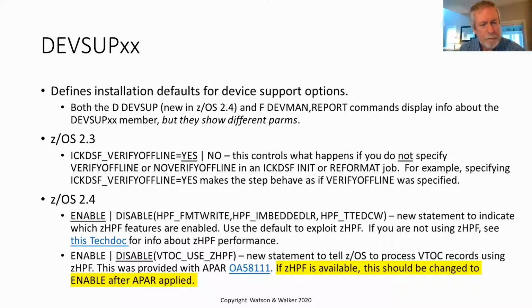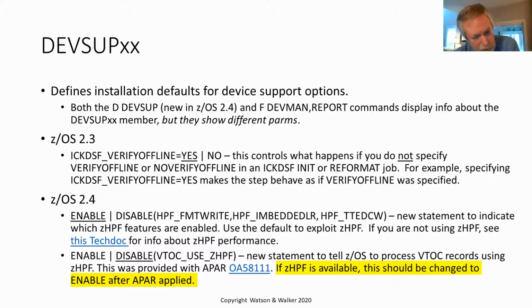Anyway, in 2.3, there's a setting, ICK DSF _verify offline, and that basically says if you don't specify either verify offline or no verify offline in an init or a reformat job, what you want the default to be. So you can set the default in here and say if they don't specify either, do you want me to verify if it's offline, yes or no? You can control that in the DevSubMember.